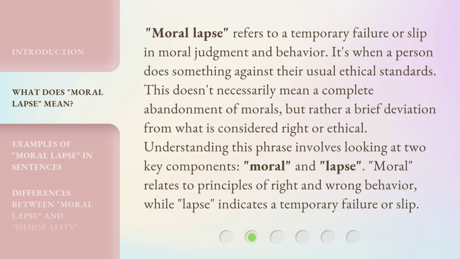Moral lapse refers to a temporary failure or slip in moral judgment and behavior. It's when a person does something against their usual ethical standards. This doesn't necessarily mean a complete abandonment of morals, but rather a brief deviation from what is considered right or ethical. Understanding this phrase involves looking at two key components, moral and lapse. Moral relates to principles of right and wrong behavior, while lapse indicates a temporary failure or slip.